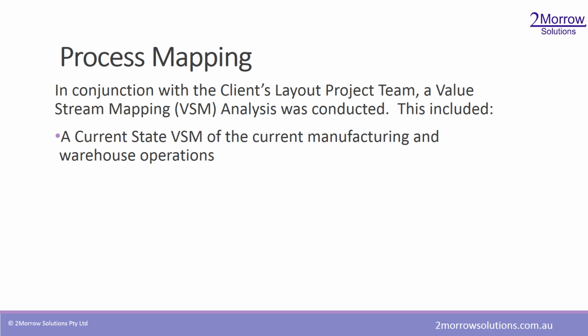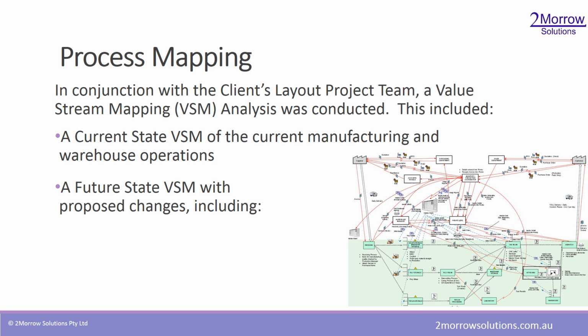Firstly, a value stream mapping analysis was conducted to provide a less detailed, holistic view of the manufacturing and warehouse operations, identifying the material and information flow required and opportunities for improvement. After brainstorming, a future state value stream map was drafted with improvements including a kitting cell, adopting one-piece flow, and Kanbans.